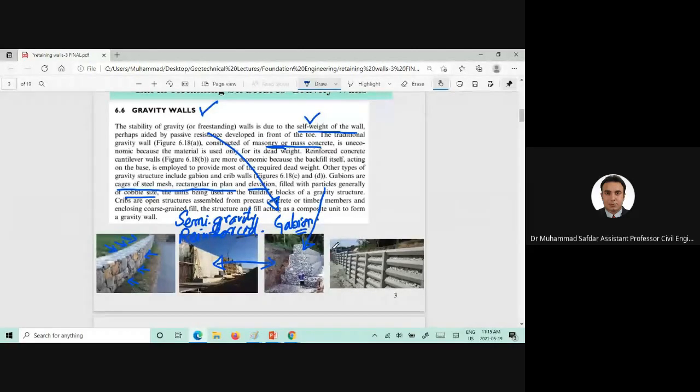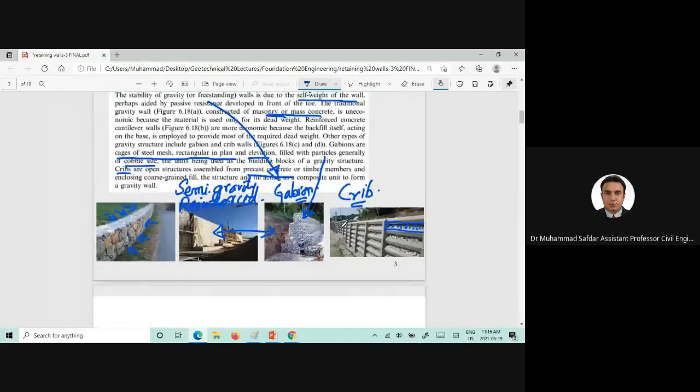There is another type of retaining wall, which is the crib wall. Crib walls are open structures made from precast concrete. You can clearly see the precast concrete here. These members can also be timber, and then granular particles are placed here just to enhance the seepage and to dissipate the excess pore water pressures generated in the backfill. So these are different types of gravity retaining walls.